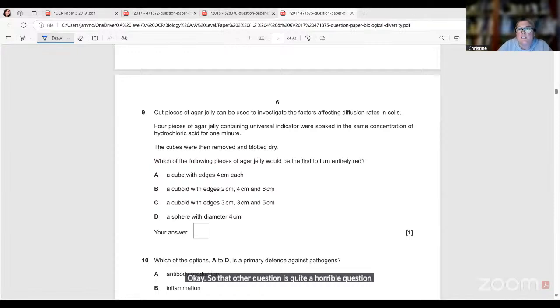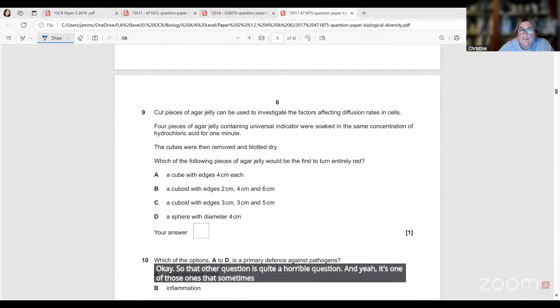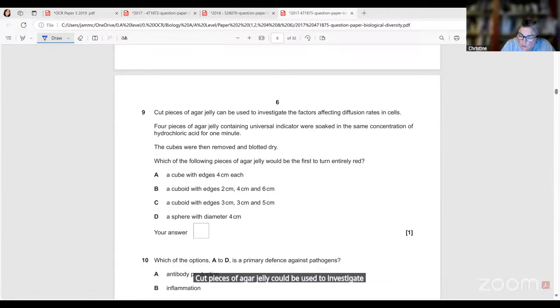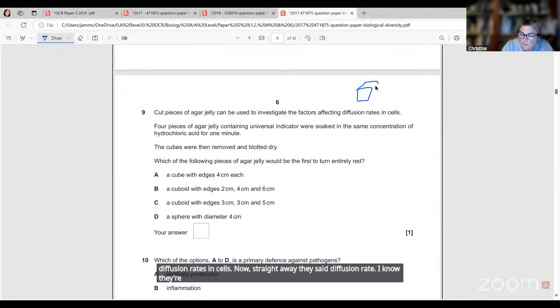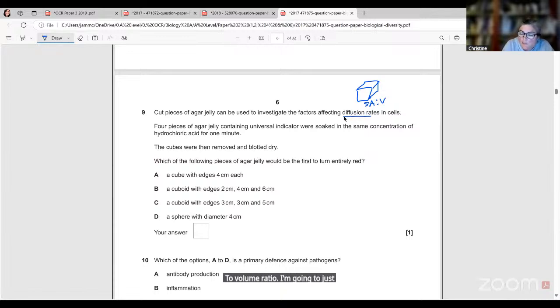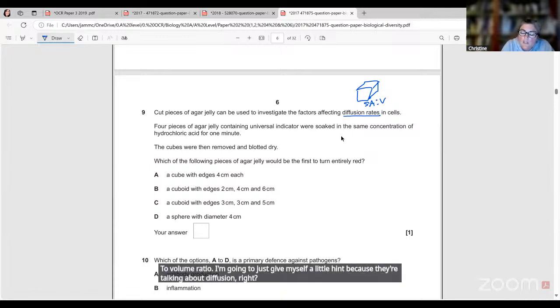And yeah, it's one of those ones that sometimes you just have to know the answer for by eliminating the other ones. So that's the one thing I would say. Sometimes you just have to know how to do elimination to get you back. But anyway, let's look at this one. Cut pieces of agar jelly could be used to investigate the factors affecting diffusion rates in cells. Now, straight away, they've said diffusion rate. I know they're going to probably talk about my surface area to volume ratio. I'm going to just give myself a little hint because they're talking about diffusion rate. So we're either talking about the surface area to volume ratio, or we're talking about the diffusion pathway.